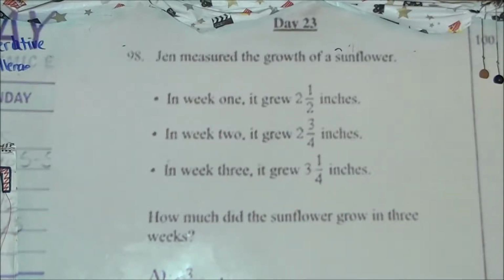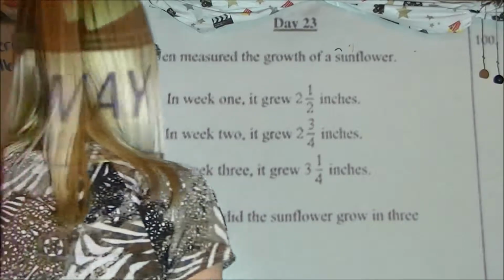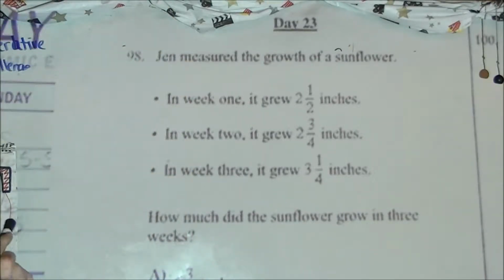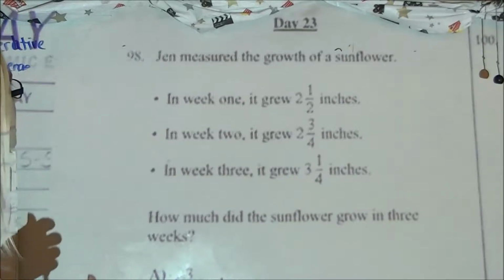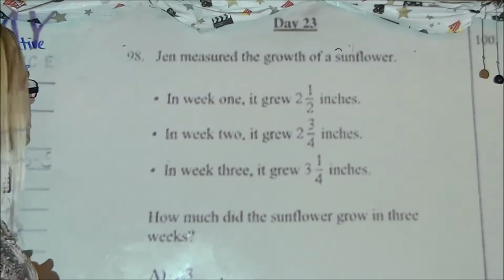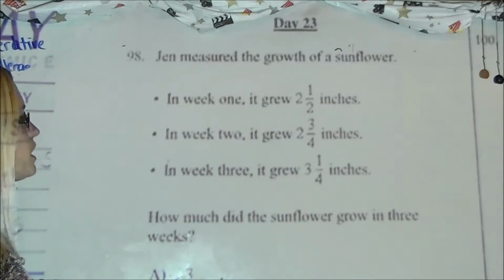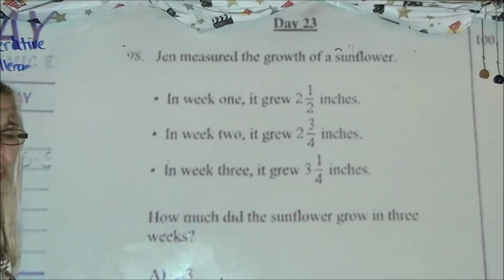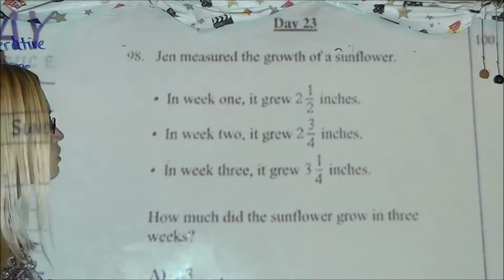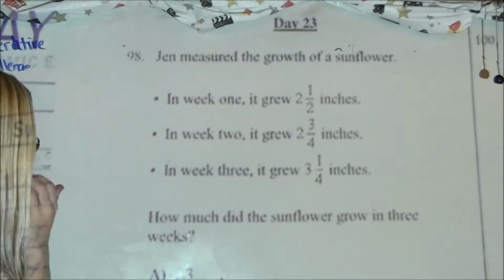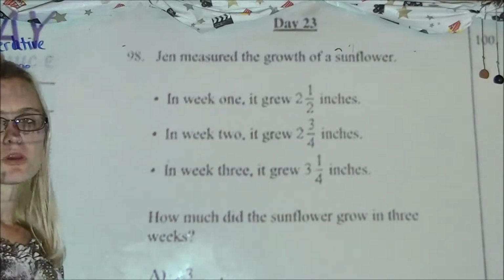Okay, I'm going to attempt to go over page 19 with you at the request of one of my students. So page 19, number 98 says that Jen measured the growth of a sunflower. In week 1, it grew 2.5 inches. In week 2, it grew 2 3/4 inches. And then in week 3, it grew 3 1/4 inches. How much did the sunflower grow in the 3 weeks?